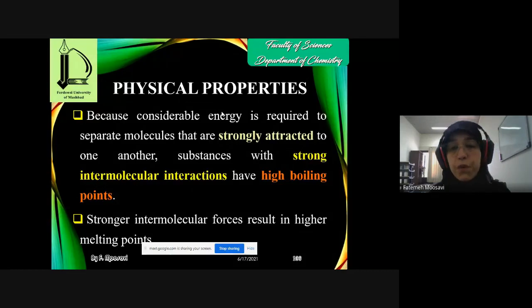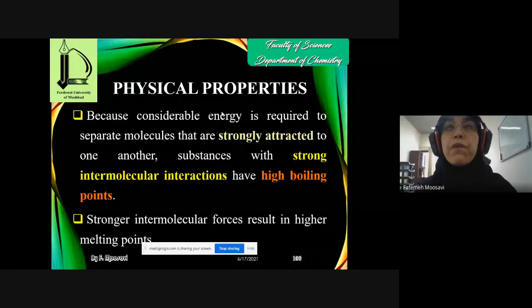Stronger intermolecular forces result also in higher melting points and other physical properties such as surface tension, viscosity, solubility, and other properties, especially in the case of liquids. Chemists often gain insight into physical properties through examination of intermolecular forces.